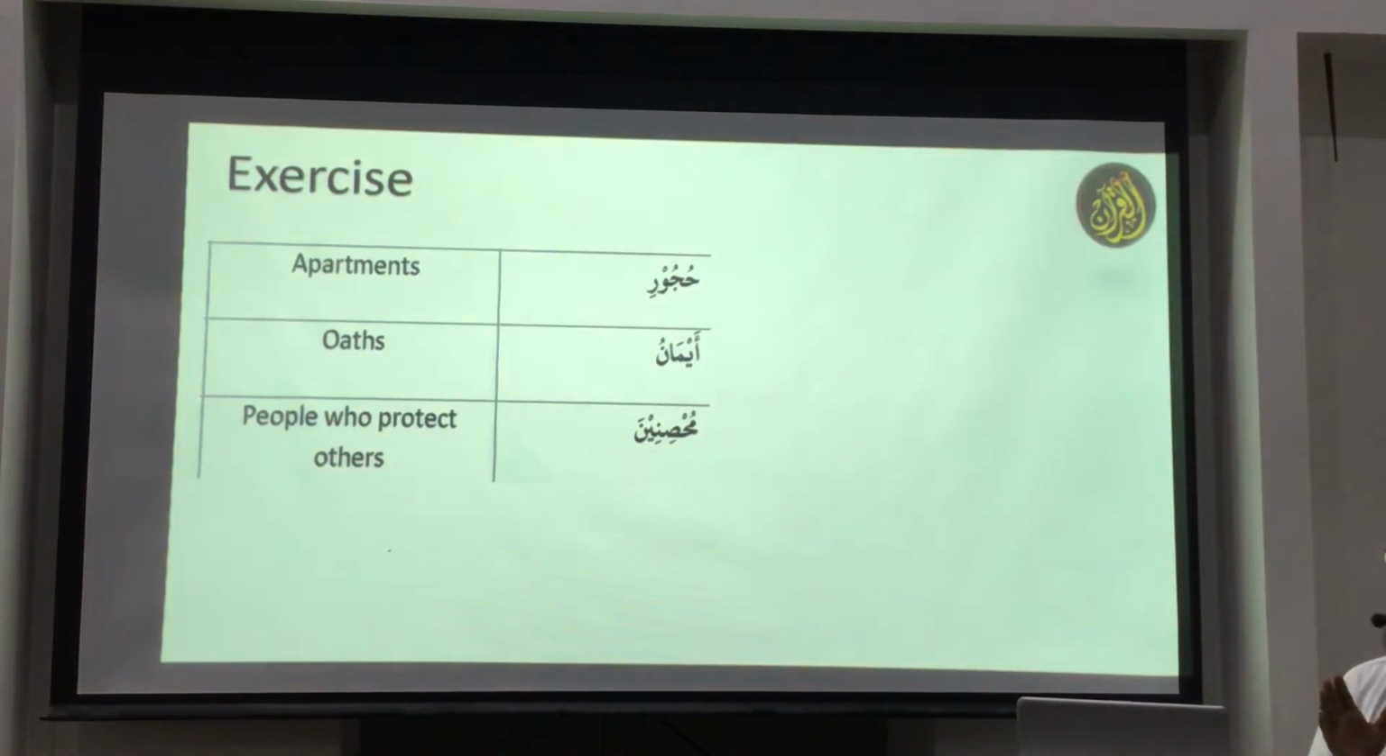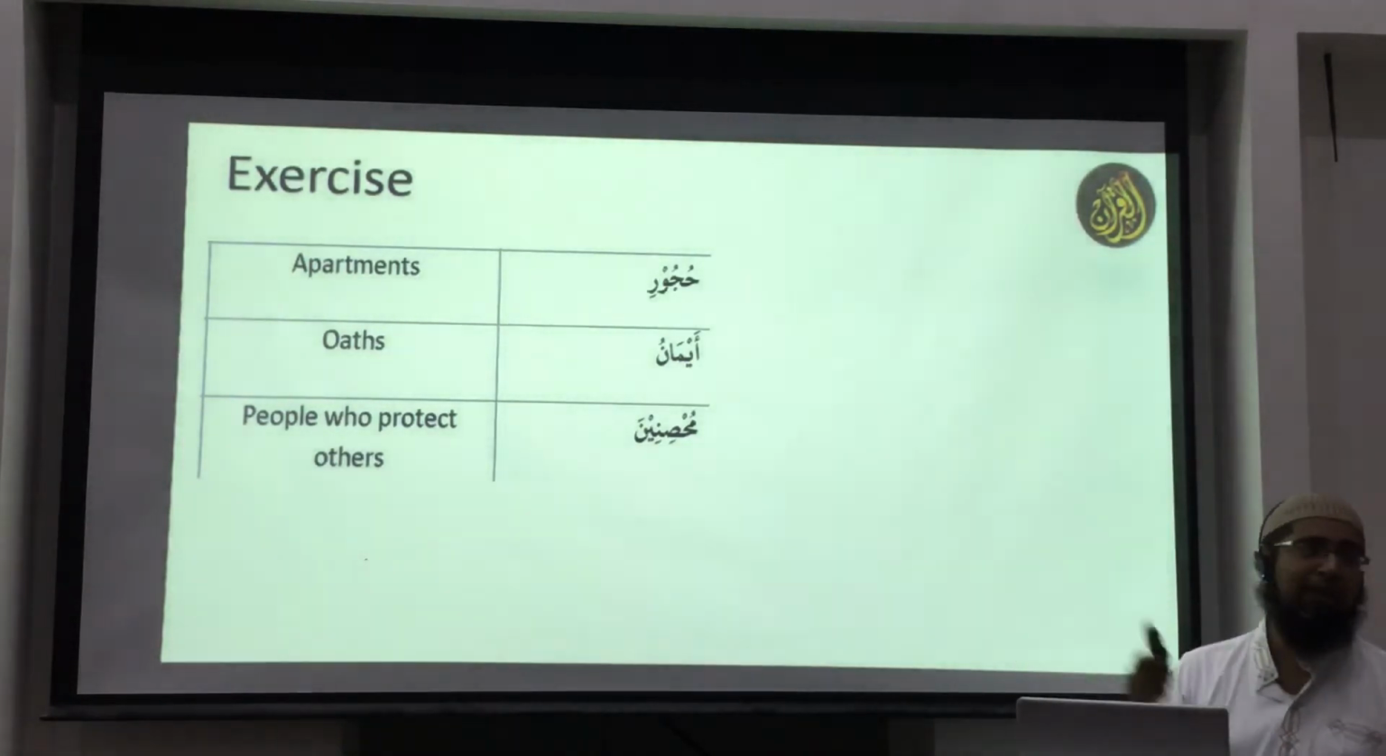So the answer should be that the status is jar, it is feminine, and it is one, meaning singular. Okay? Although it's apartments. Next one, oaths. Aimanu, not iman, aimanu. Aimanu means oath. Like I'm taking an oath. So what is the status of it? Let's see who can tell me. Shiraz, you tell me. What is the status of aimanu?